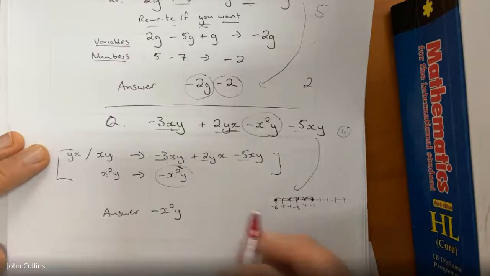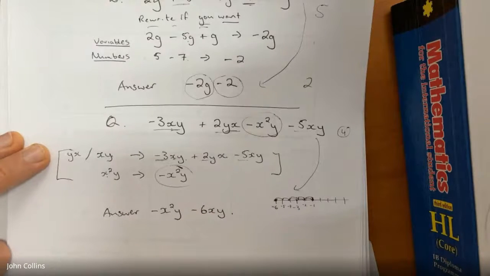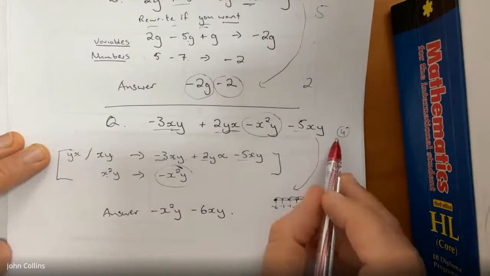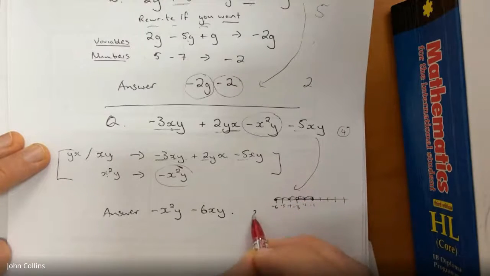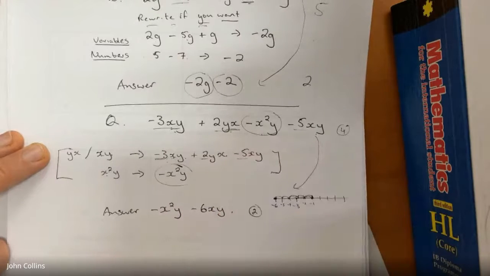So I ended up making -6 xy's. -6 xy's. And that's my answer. So I've gone from 4 terms here down to 2, 3 like terms and 1 unlike term.